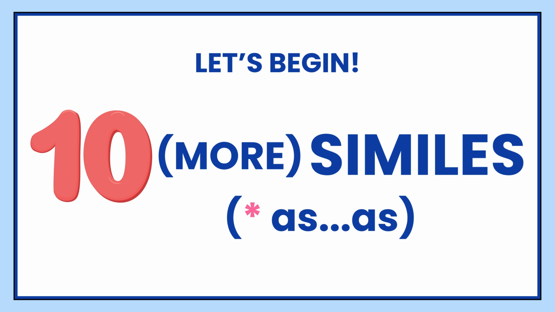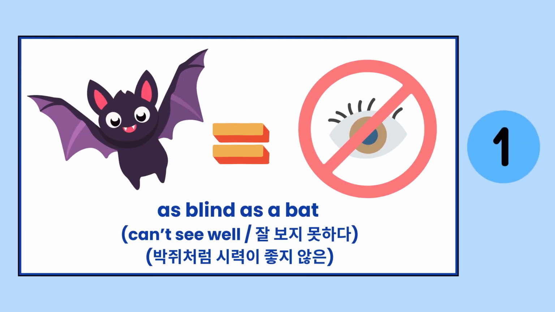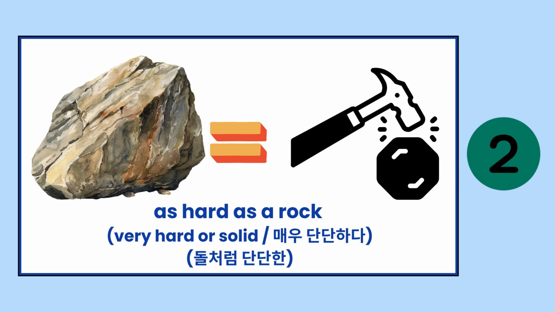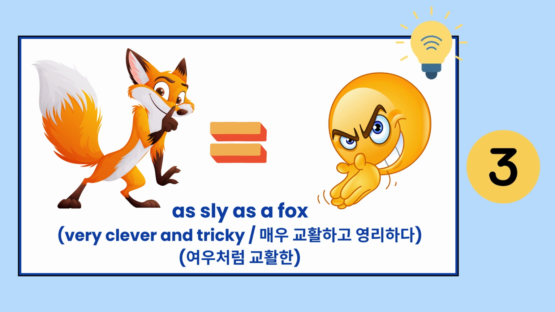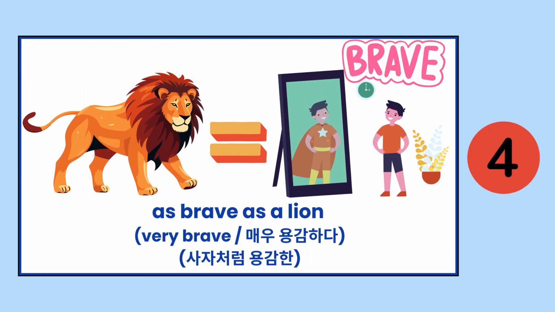So, let's begin. As blind as a bat. As hard as a rock. As sly as a fox. As brave as a lion.